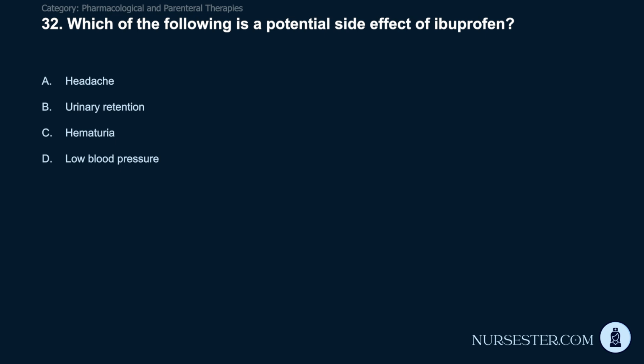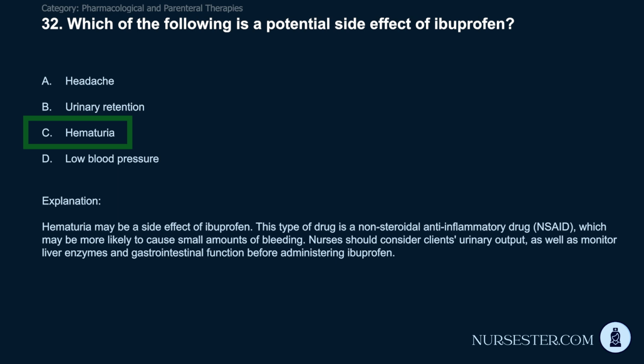32. Which of the following is a potential side effect of ibuprofen? A. Headache. B. Urinary retention. C. Hematuria. D. Low blood pressure. Correct answer: C. Hematuria. Hematuria may be a side effect of ibuprofen. This type of drug is a non-steroidal anti-inflammatory drug, NSAID, which may be more likely to cause small amounts of bleeding. Nurses should consider clients' urinary output, as well as monitor liver enzymes and gastrointestinal function before administering ibuprofen.